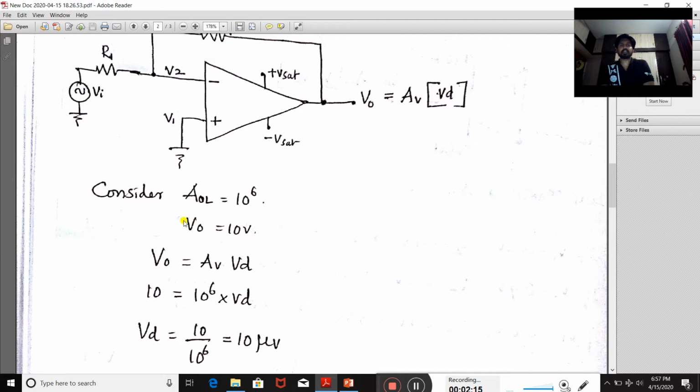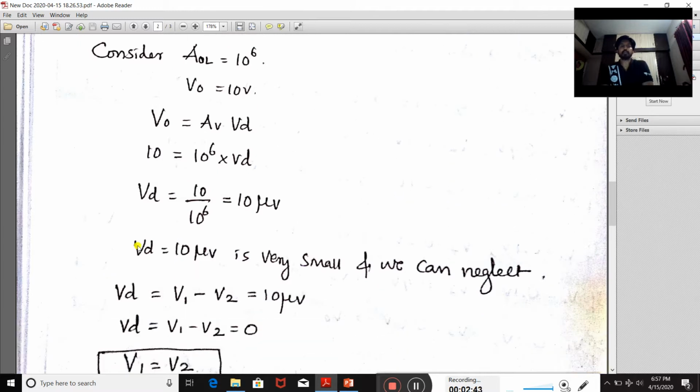If V0 is 10 volt and AOL, the open loop gain, is 10 raised to 6, then put the values in the equation. You get 10 is equal to 10 raised to 6 into VD. To determine this differential voltage, rearrange: VD is equal to 10 divided by 10 raised to 6, that is nothing but 10 microvolt. This 10 microvolt is very small, hence we can neglect it.